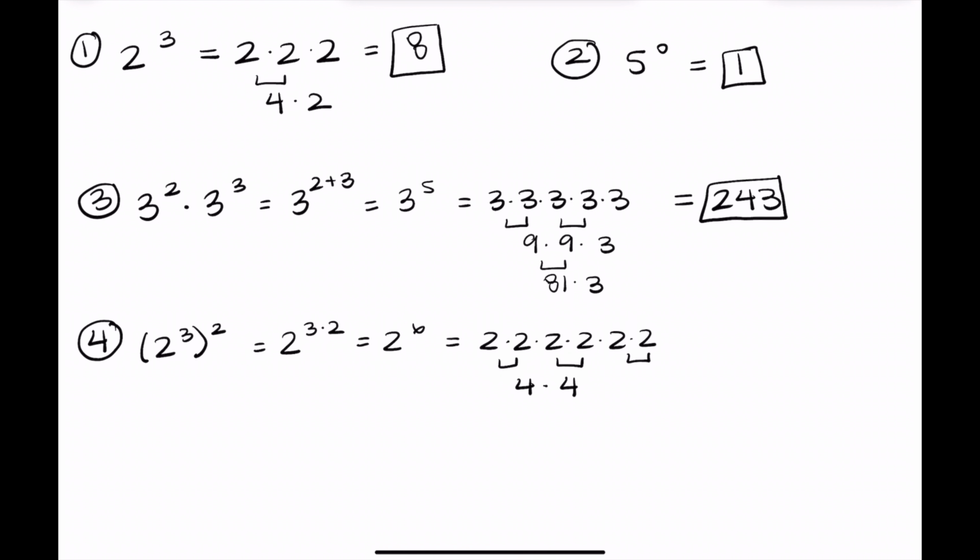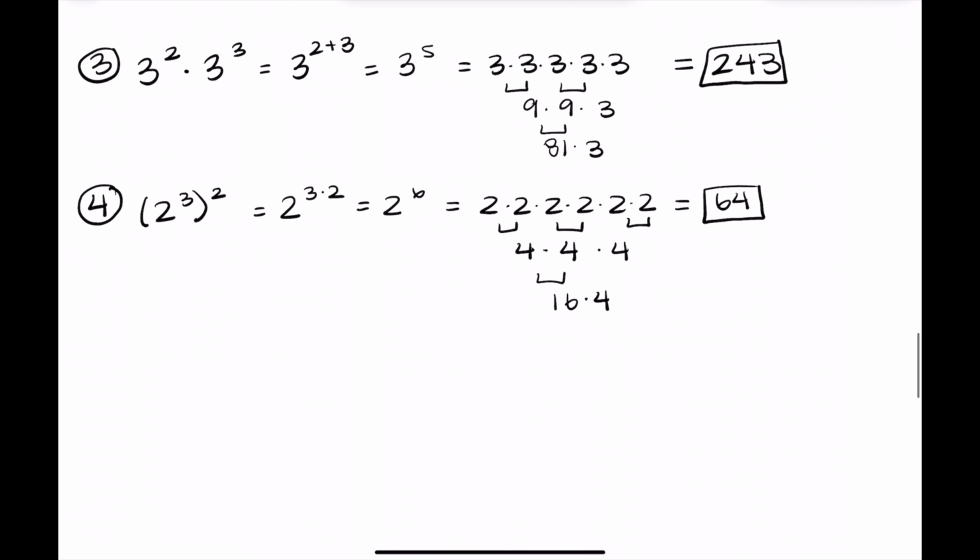2 to the power of 6 is the same as 2 times 2 times 2 times 2 times 2 times 2. If we go through and start to evaluate this, we will end up getting 64 as our answer. So 64 is our answer for number 4. And now we'll move on to our fifth practice question for today.